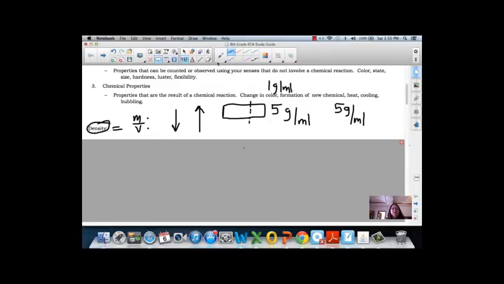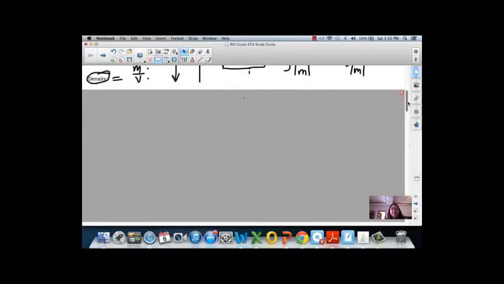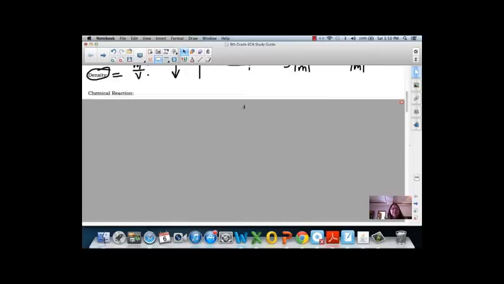Okay, that's about all you need to know for density for this test. Mostly it's going to be related to the vocabulary test. All right, moving right along.